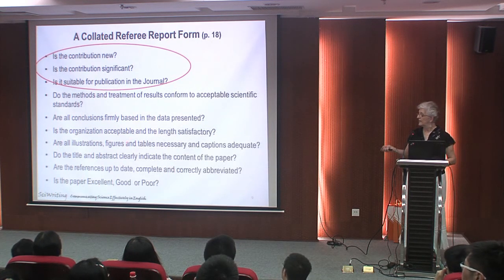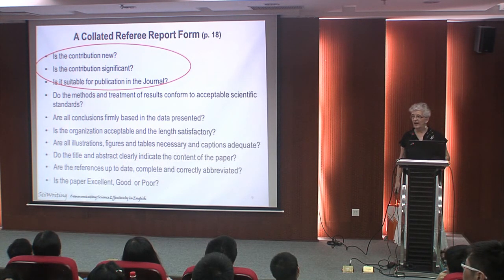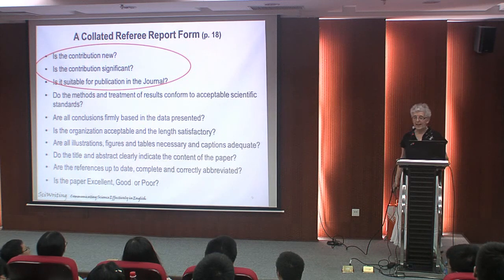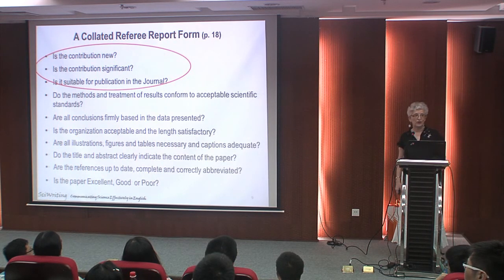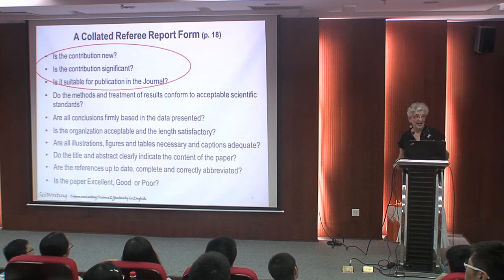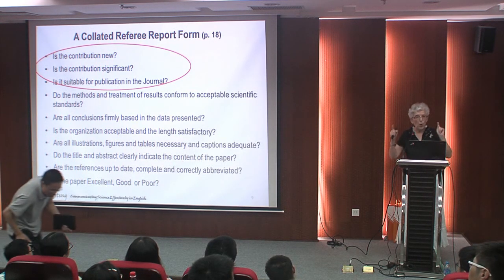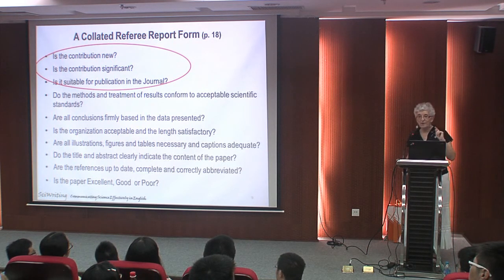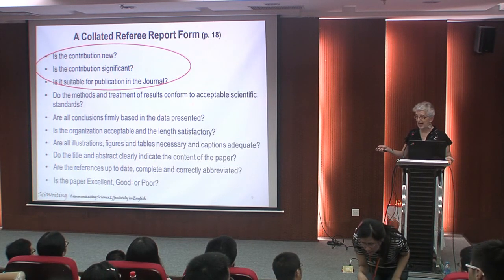We're going to think now about the top three, the ones that really determine the success of the paper. Is the contribution new? Is it significant? And is it suitable for publication in this journal? Now, if this were a workshop and we had time for discussion, I would ask you to talk about this and to report back to me. But sadly, we don't have time to do that now. So think about it. Where in the manuscript do you think the referee would expect to find information about new, significant, and suitable?